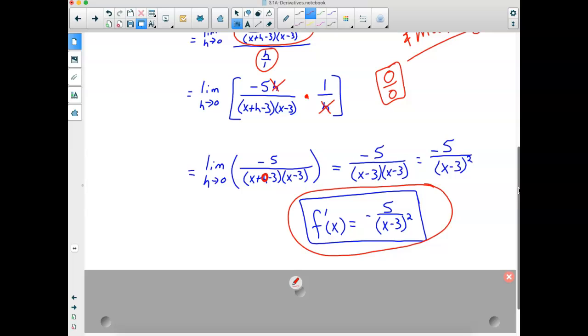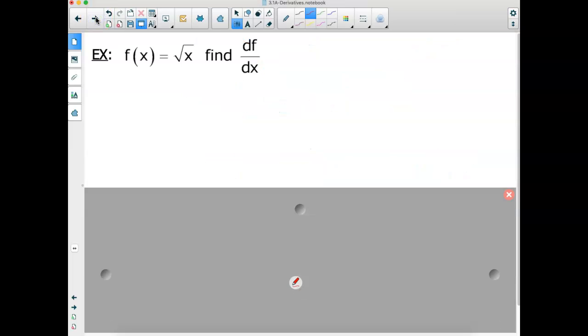Okay, now our next one that we're going to cruise with is we're going to take a little gander here at how we deal with square root functions. Find df dx. You know what that means? All that is saying is f prime of x equals the limit as h approaches 0 of f of x plus h minus f of x all over h. That's my derivative.